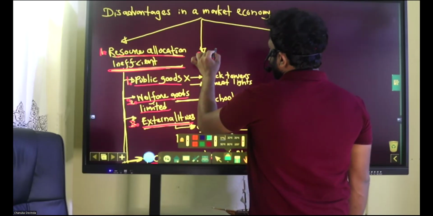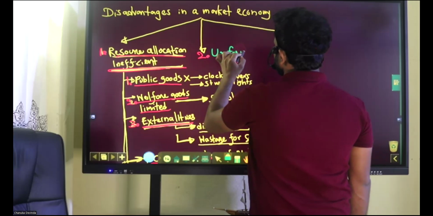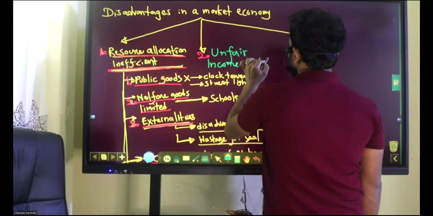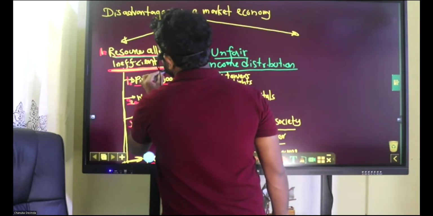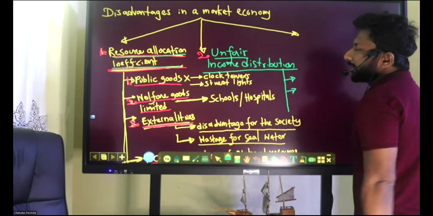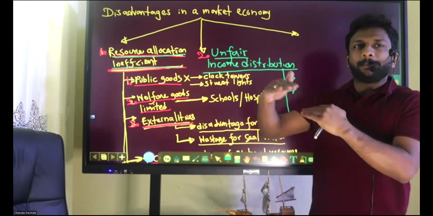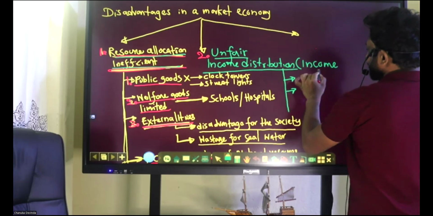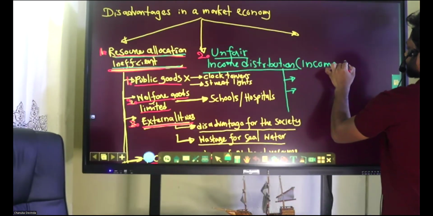or unfair income distribution. First one, resource allocation was inefficient. What does unfair income distribution mean? It means there is a rich and poverty gap. People who have higher income and people who have very low income, there's a gap between income, right? So we call it income disparity. That is the second reason why market economy is not good. Income disparity.